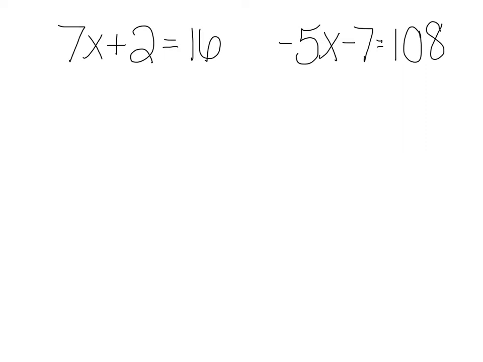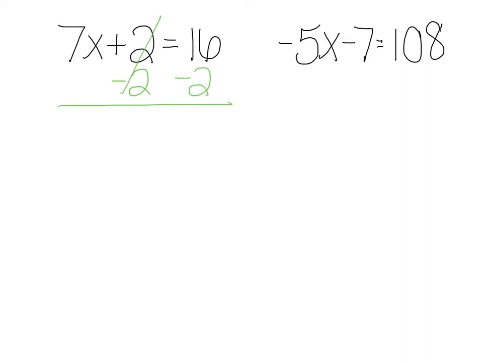So here we have 7x plus 2 equals 16. The first thing I need to do is get rid of this positive 2. So I'm going to subtract 2, and what I do on one side, I do on the other.